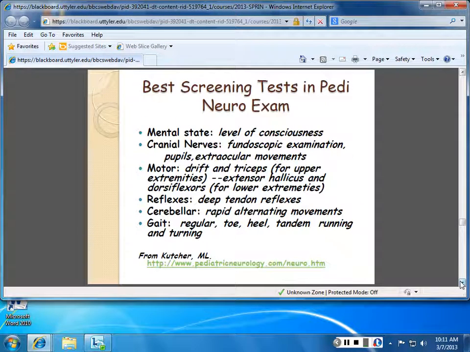The best screening test in a pediatric neuro exam, again, is mental state, their level of consciousness. Cranial nerves, look at their eyes, do your fundoscopic exam, their extraocular movement, pupil response. Motor, look at drift and triceps for upper extremities. Dorsiflexors and everything for lower extremities. Do deep tendon reflexes on the older child. Cerebellar, they can do the alternating rapid movement, and again, their gait.